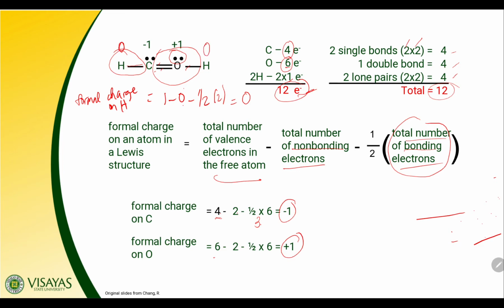Same with the other hydrogen atom. Now, when we add the formal charges of these elements in this structure, we have 0 plus -1 plus 1 plus 0. The total is 0, which is the same as the total charge of the molecule, since it doesn't have any charge. So when we add the formal charges, it should also be equal to 0.